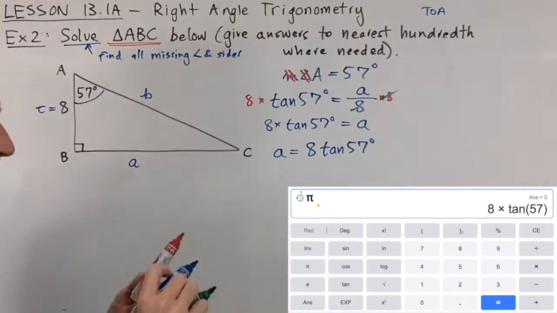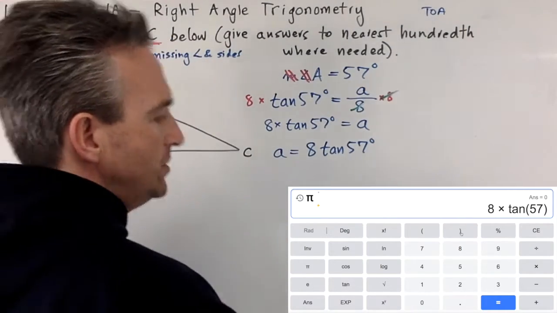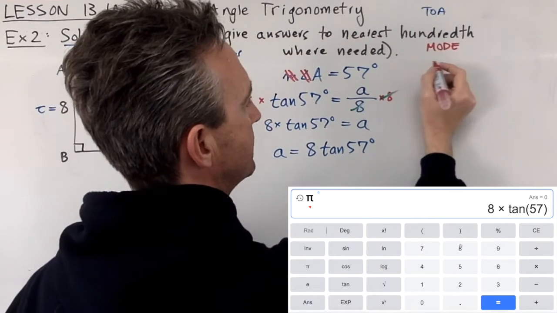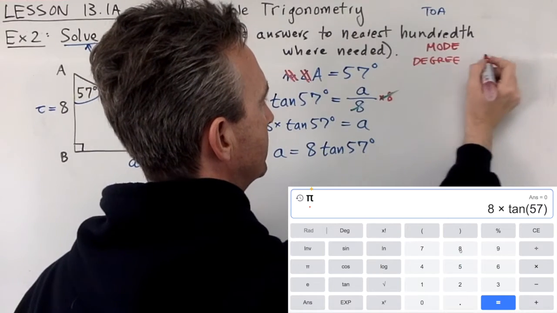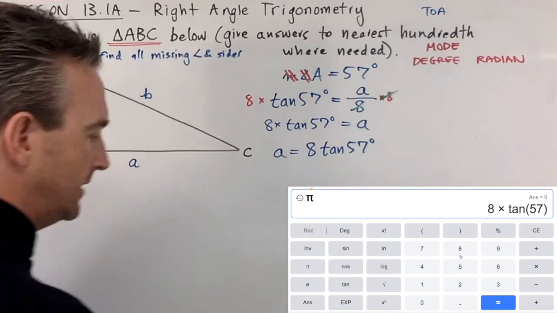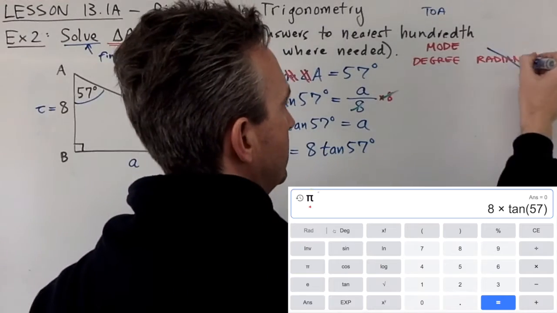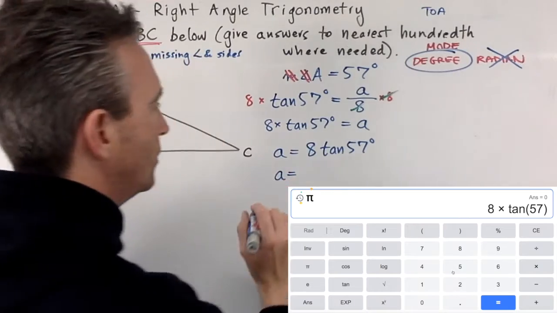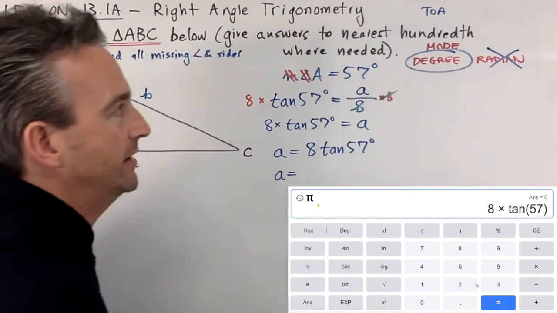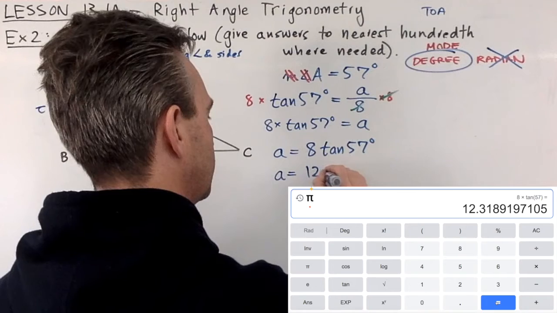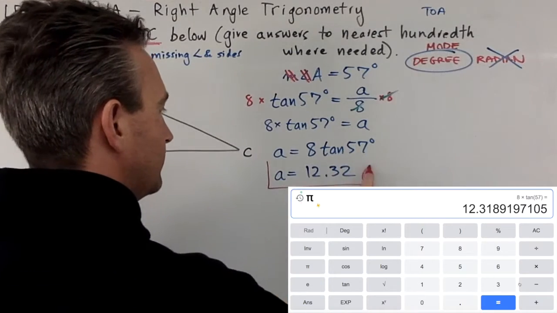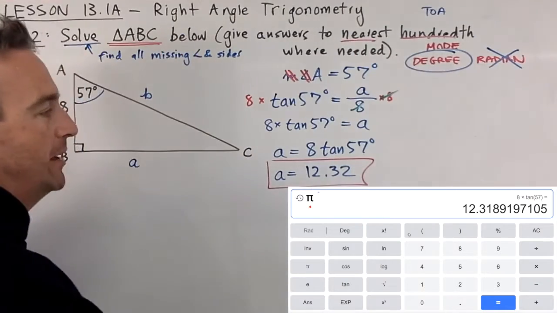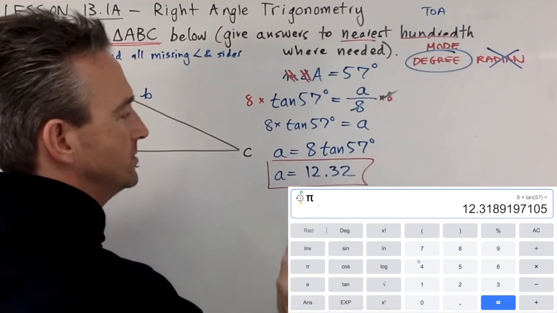Now you've got to make sure that your calculator is in, you go to mode, and you're going to have two modes here. You've got degree mode and you've got radian mode. And we're going to get into radians a bit later, but what we want is degree mode. So try it once, and if you get this wrong, it probably means you're in the wrong mode. Make sure your calculator's in degree mode. The answer for a is 12.32. Okay. And the question says, answer to the nearest hundredth where necessary. So that obviously means 2 decimal places, 12.32.